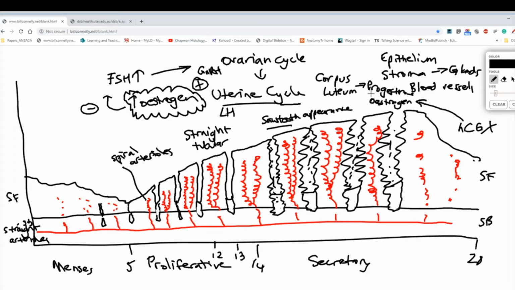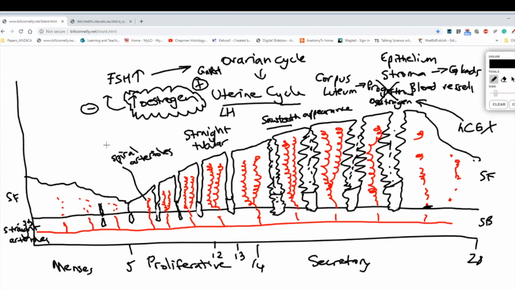The corpus luteum degenerates. We then lose our progesterone and estrogen. This causes vasoconstriction of our straight arterioles, which then causes ischemia within the stratum functionalis. We lose our blood supply, and that stratum functionalis begins to shed, and then we're back at the start of the menses phase of the menstrual cycle.